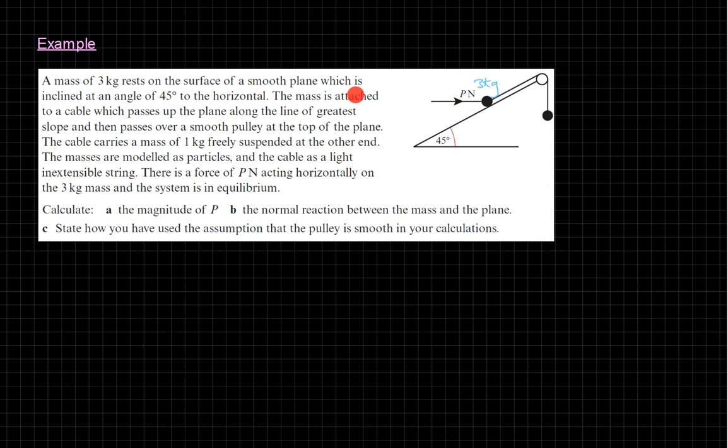The mass is attached to a cable which passes up the plane along the line of greatest slope. In other words, it's just going up the slope. And passes over a smooth pulley. That white circle there is the pulley at the top of the plane. The cable carries a mass of 1 kilogram freely suspended at the other end. So that must be that one. That's freely suspended. It's off the ground, and that one's 1 kilogram. Let's make a note of that.